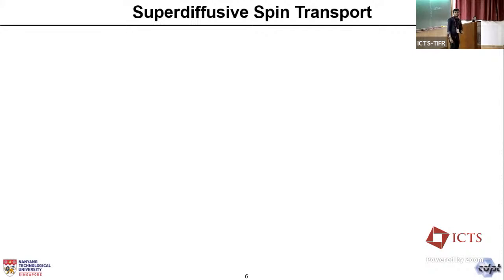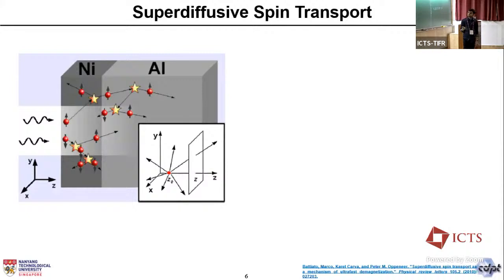So how do we generate terahertz from these magnetic heterostructures? For that we need to understand superdiffusive spin transport. So what happens when we photoexcite the ferromagnet layer? These magnetic heterostructures are basically ferromagnet and non-magnetic bilayers. So when we photoexcite a ferromagnetic material, what happens? Because it's a ferromagnet, it has spin polarized electrons. So it extracts thermal energy from the laser fluence, and it tries to move away from this photoexcitation region.